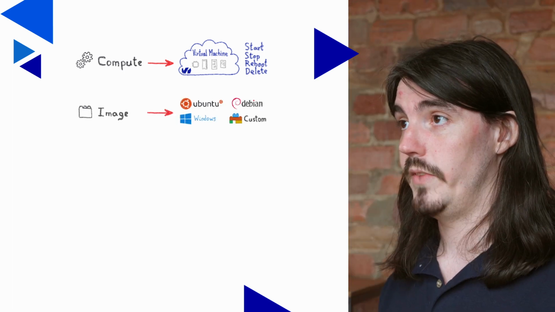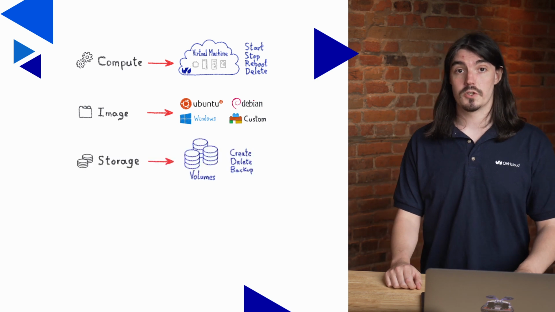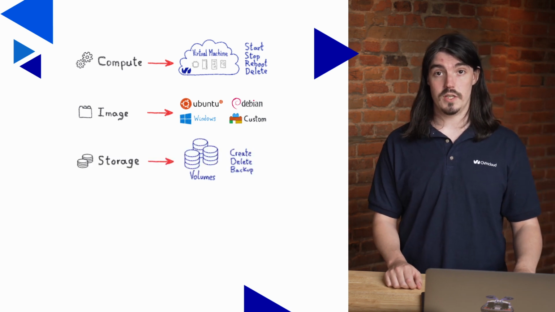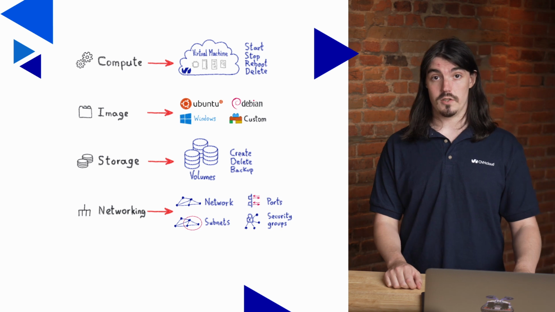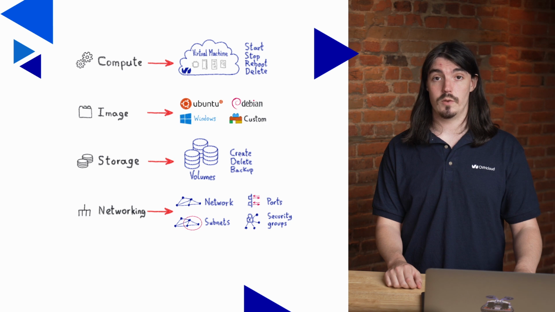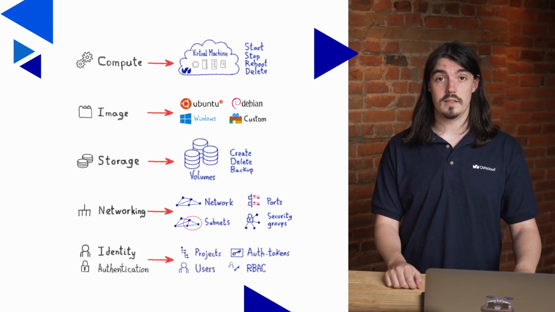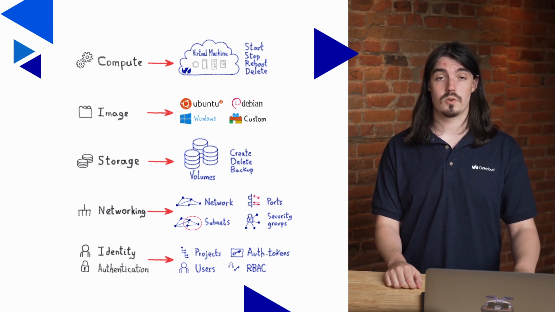There's an image service that will handle the installation medium of the virtual machine. Might it be Ubuntu 20.04, Debian 10, Windows Server, or even your own custom image. There's also the storage service that will handle block storage needs and will typically be used for actions such as creating, deleting, and backing up volumes. There's a networking service that will deal with everything related to networks, subnets, ports, and security group rules. And finally, there's the authentication service that will handle things like projects, users, authentication tokens, and rule-based access control enforcement.